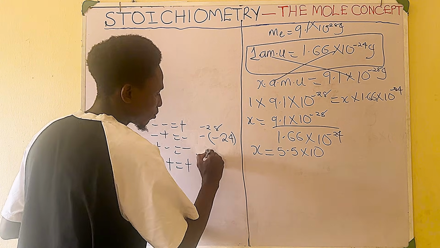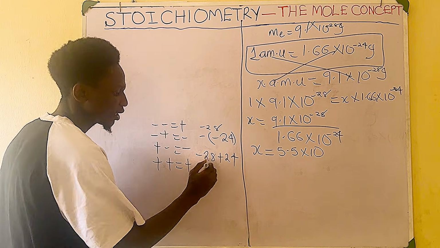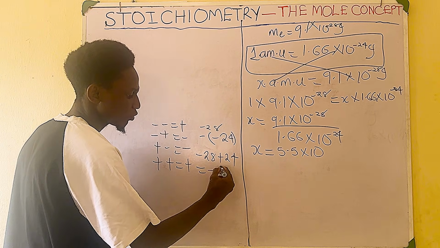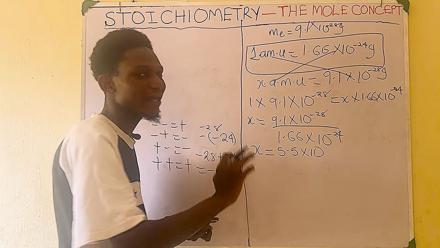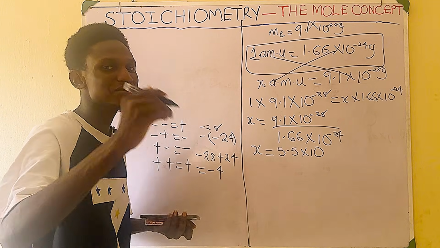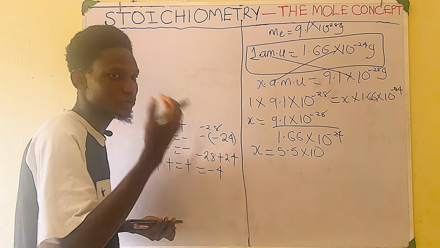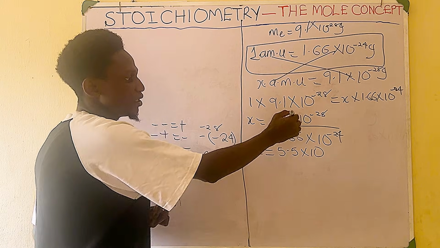So since I have minus minus, it gives me plus. So what do I do? Minus 28 plus 24. Now 28 is greater than 24, so minus 28 plus 24 gives me minus 4. So when you have questions like this, it's best to leave them in index form. Why? If you start pressing 0.0000 in your examination calculator, you're going to have issues. Say you are doing CBT and you're not allowed to use a calculator. So you have to just leave them in index form.